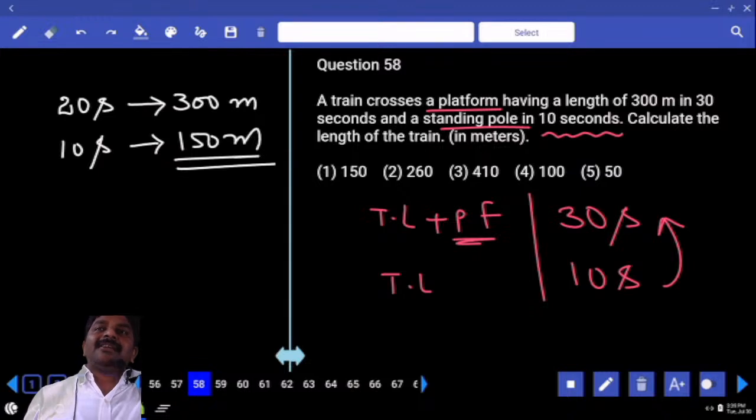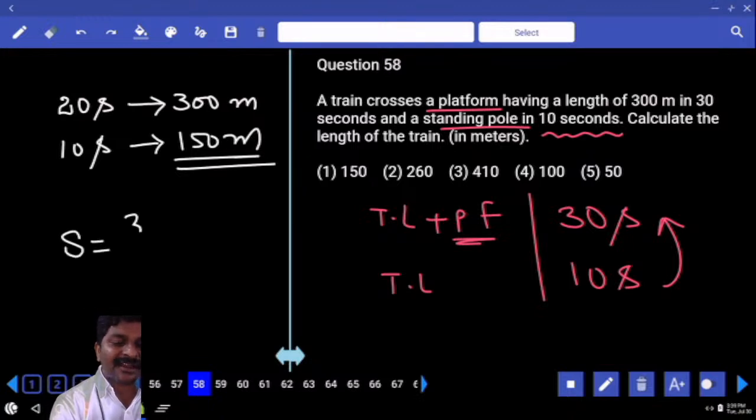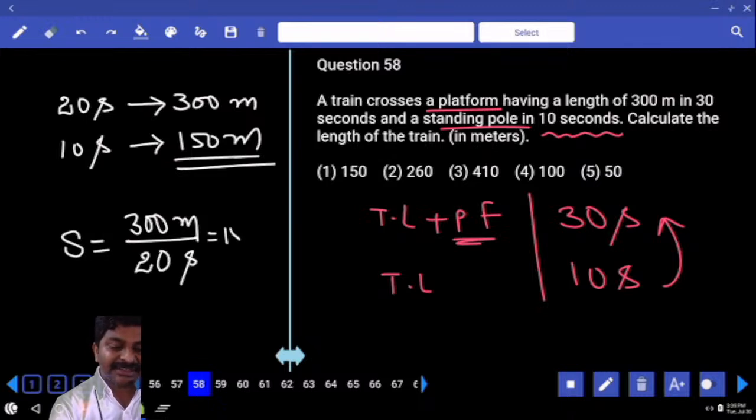What is that other value? We can also calculate with this information. Speed is equal to extra distance covered, 300 meters, and extra time taken, 20 seconds, which is 15 meters per second.